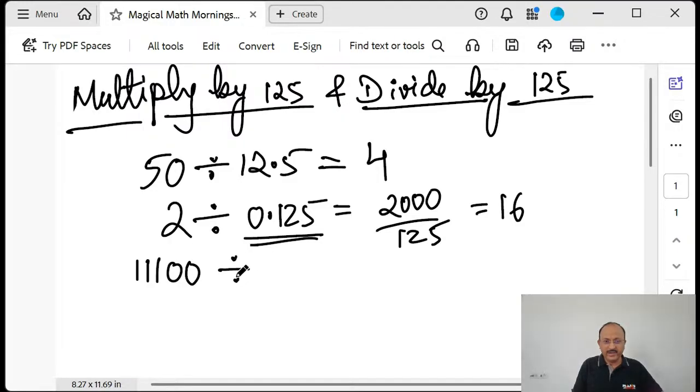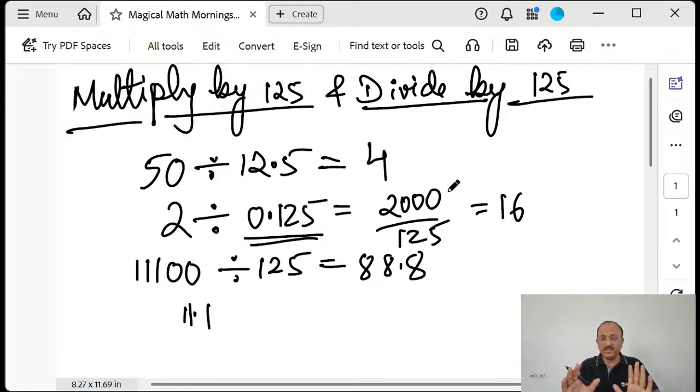Let's do this. 11,100 divided by 125. Do this. Dividing by 1000 is very easy whenever there are zeros in the number. Type the answer. It's not very difficult. Yes, you're right. When you divide this by 125 by 1000, it will become 11.1 into 8, which is very easy. You gave the right answer, 88.8.